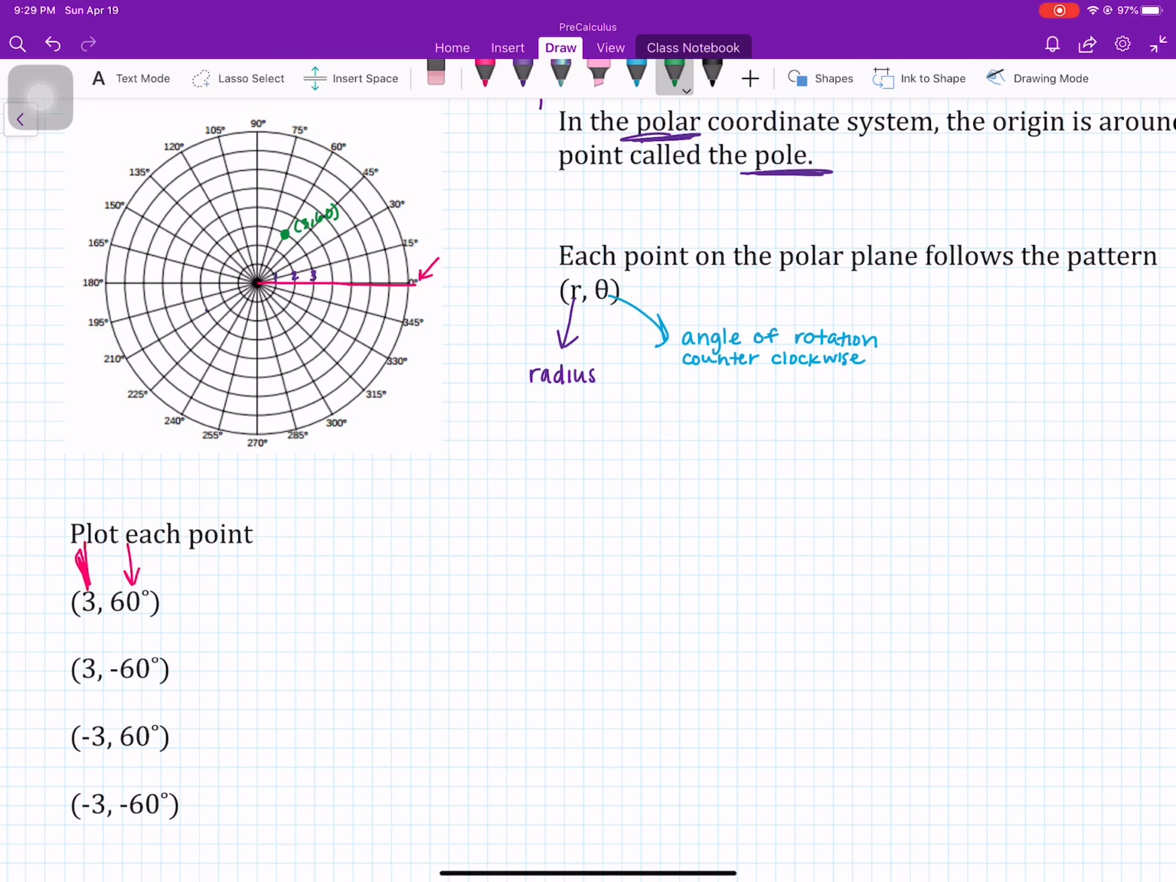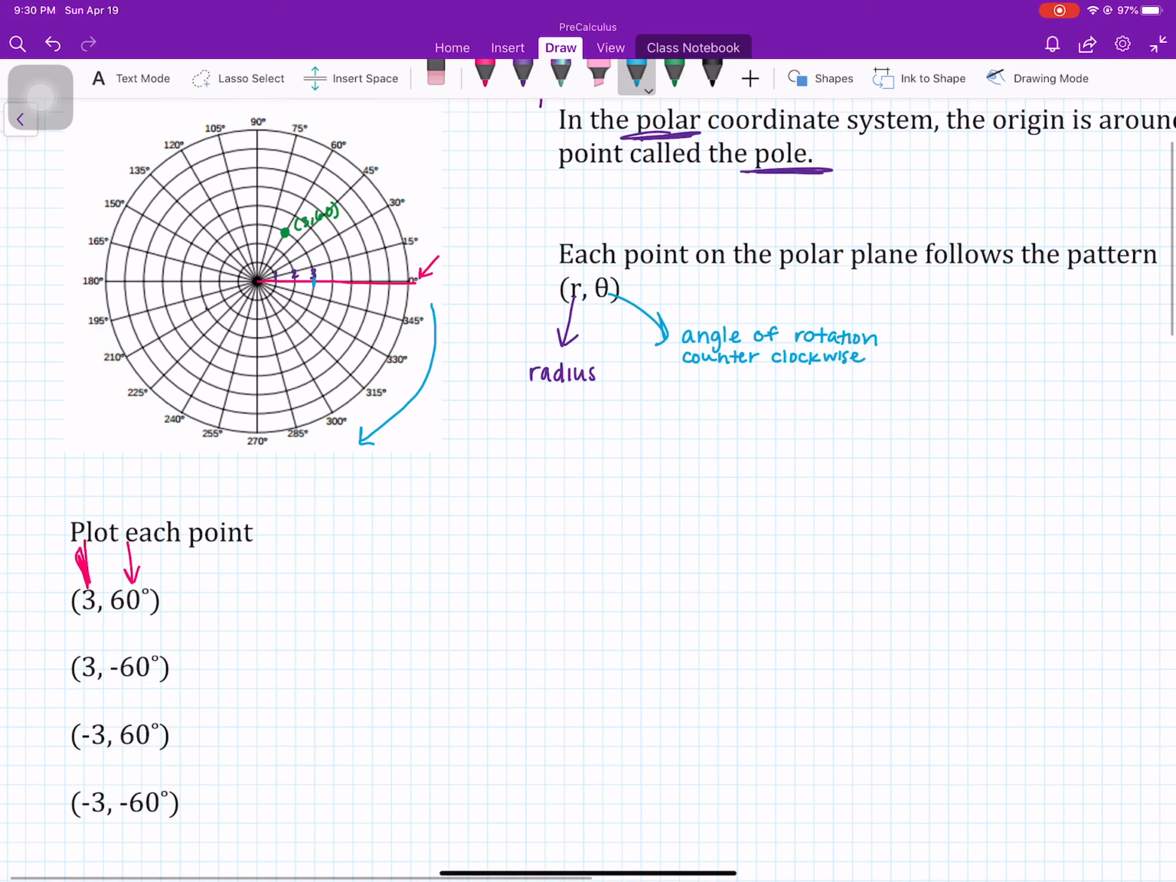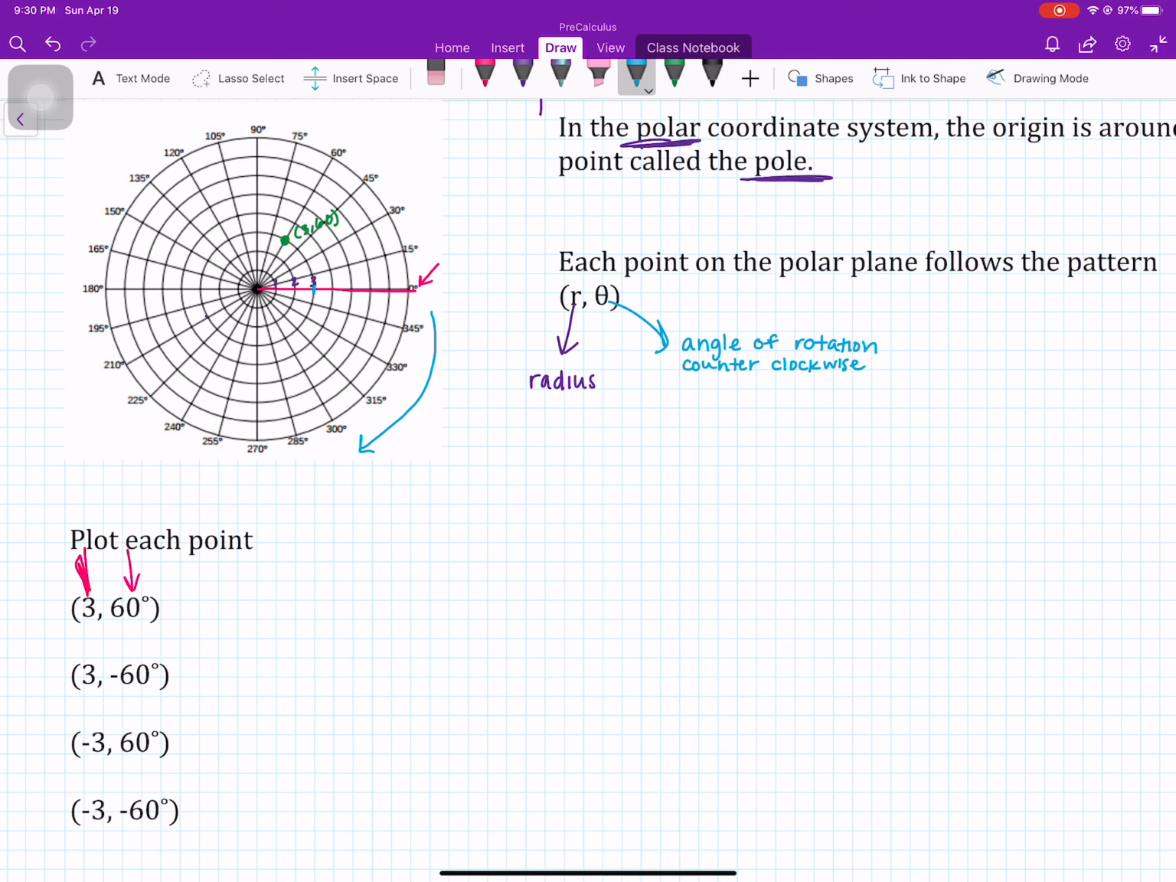And then I have the point 3, negative 60. So this time I'm starting on the third ring again, but this time I'm going negative 60 degrees instead of positive. So you want to pay attention to the numbers on the axis here, because these are all labeled as if you're going counterclockwise. Well, now, since we're going negative 60, we're going clockwise. And so negative 60 would be the same as going 300 degrees counterclockwise. So that puts me right there.